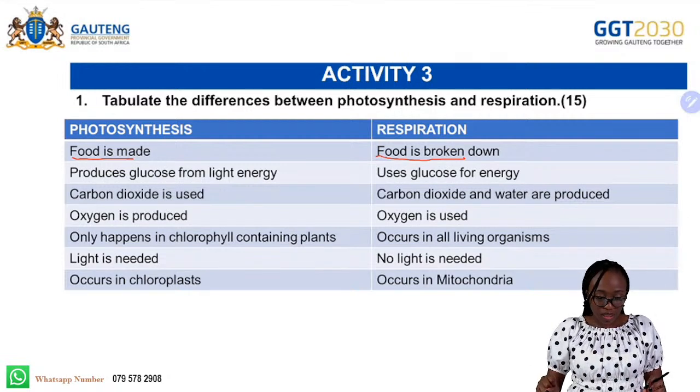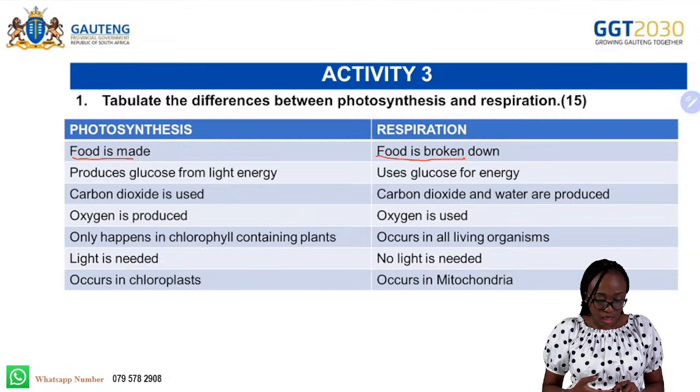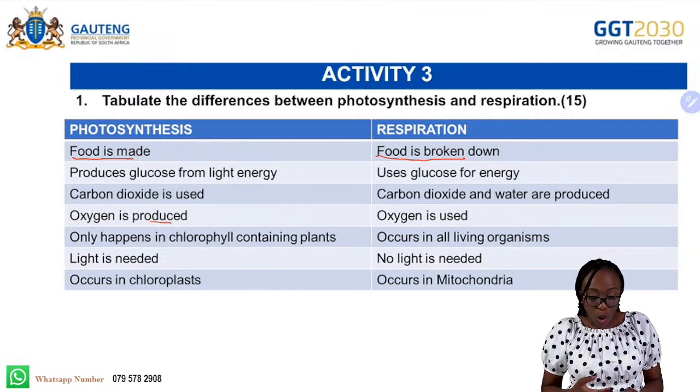So with photosynthesis, food is made. The process produces glucose from light energy. Carbon dioxide is used. Oxygen is produced. It only happens in chlorophyll containing plants. Light is a big requirement. Light is needed and it occurs in chloroplast.